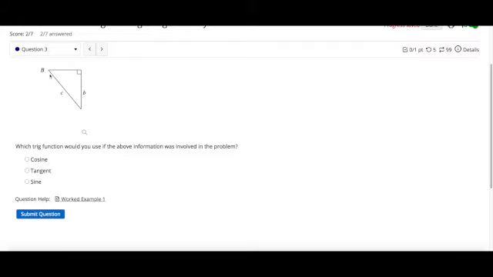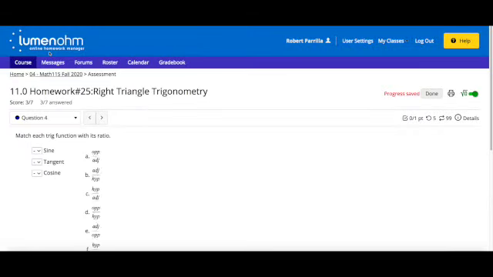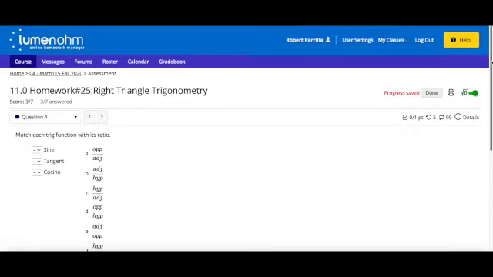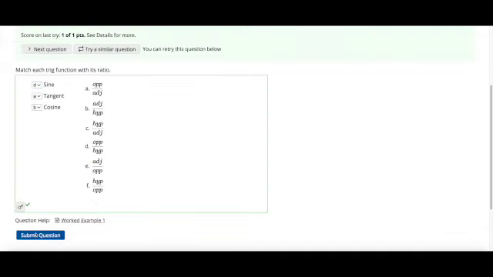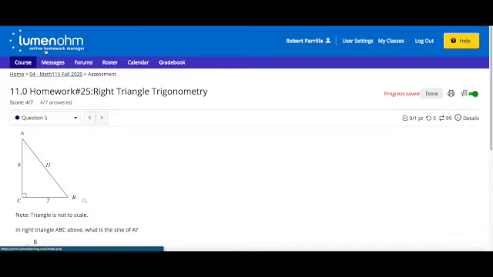All right. Which ratio would it be? It would be the opposite over hypotenuse, sine. Okay, this is easy. Sine is the opposite over the hypotenuse, which is letter D. Tangent is opposite over adjacent, which is letter A. Cosine is adjacent over hypotenuse, which is letter B. Wait, that can't be right. Opposite over adjacent. Opposite over hypotenuse. Opposite over hypotenuse is letter D. Okay. Almost made a mistake there. I didn't.